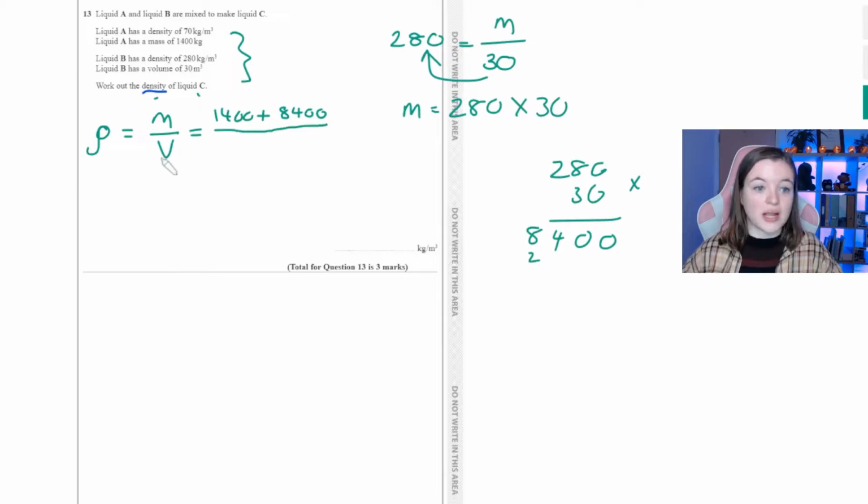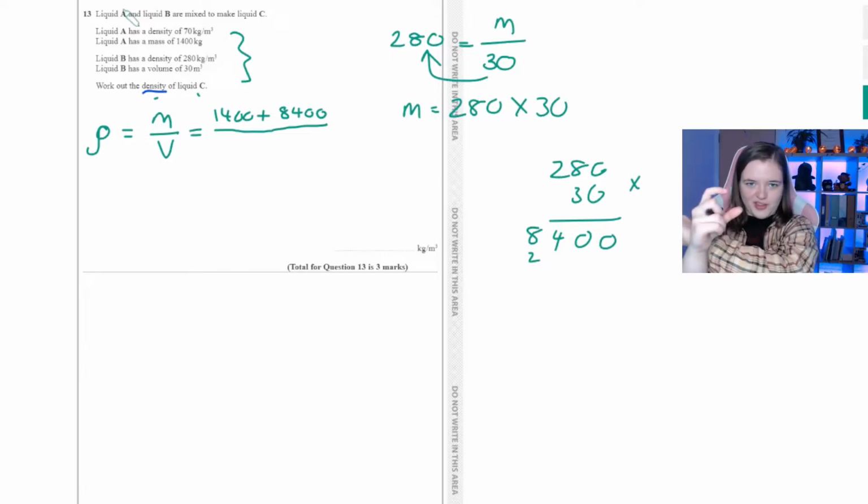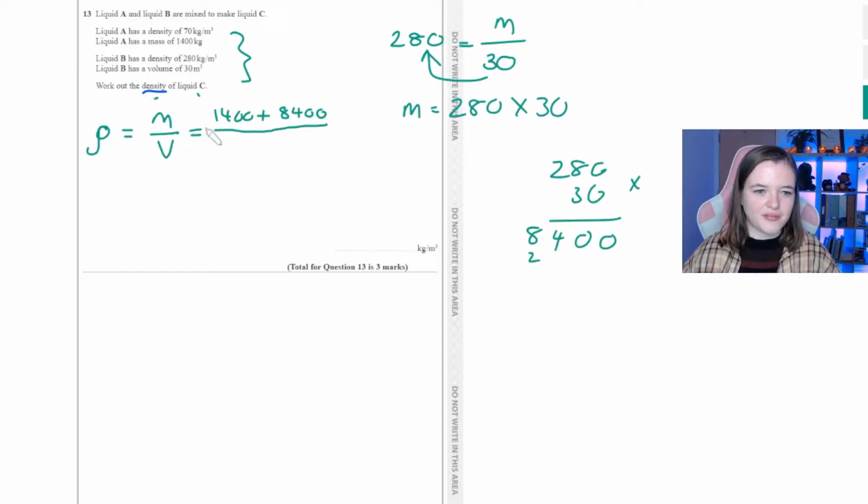Then we work out the volume of C. So again, volume of A plus volume of B is going to be equal to volume of C, because they're mixing them together. Volume is just like how much liquid you have, right? If I take the amount of liquid in one jug, add it to another jug, I'm going to get the volume of the third jug. Does that make sense? Roughly. So adding up the volume. So I know the volume of B, that's 30.